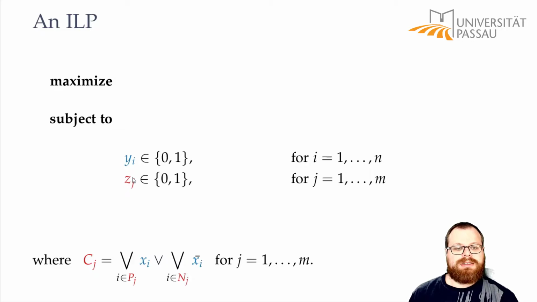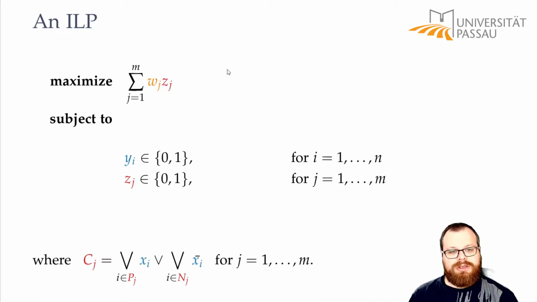A variable z_j is 1 if it's satisfied and 0 if it's not, so we just want to maximize the sum of all the weights multiplied with this variable. So if it's satisfied, it's a 1, its weight gets counted. If it's not satisfied, it's a 0, then it does not get counted. And what are our constraints?